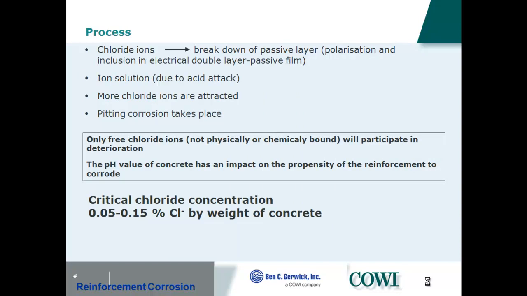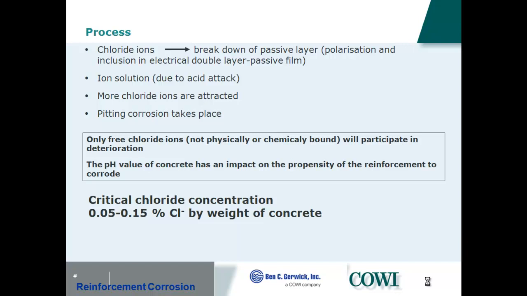Chloride ions can go in and break down this passive layer, and then you can have the iron going into solution. But at the same time, it acts as an acid attack. You're lowering your pH level around the reinforcement, which is also the reason why you have a more accelerated and higher corrosion rate. It is only the chloride ions that are in solution in the pore solution that can cause corrosion, not those that are bound chemically or physically.